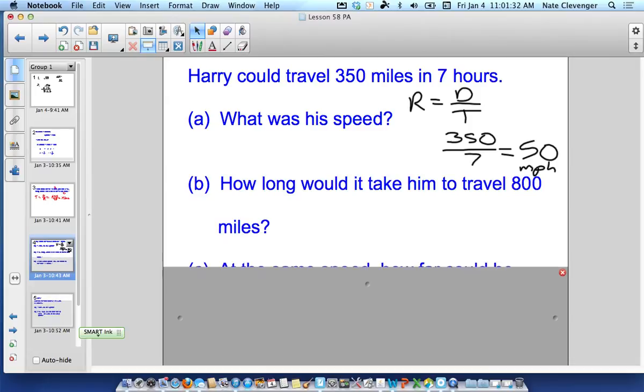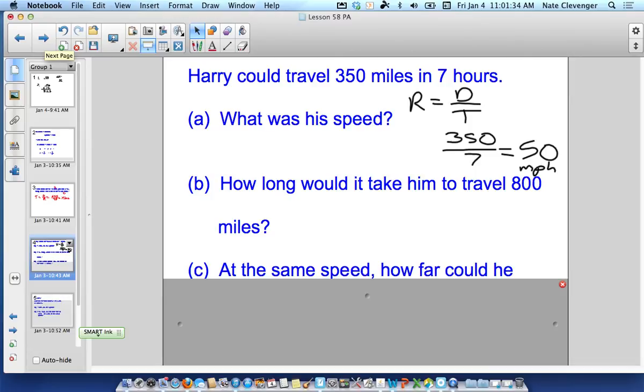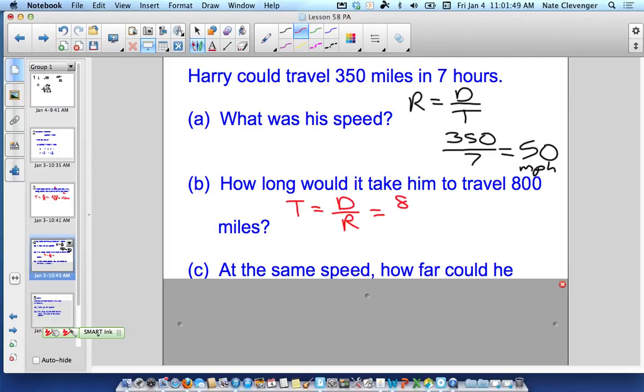How long would it take him to travel 800 miles at that same speed? So we're looking for a time, aren't we? How long it would take would be time equals distance over rate. So then we'd have to use our 50 miles per hour. Correct. We're going to take the distance of 800 divided by the 50 miles per hour. The zeros cancel. 80 divided by 5 is 16. So 16 hours.